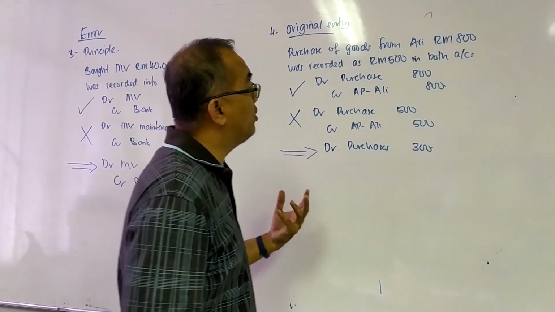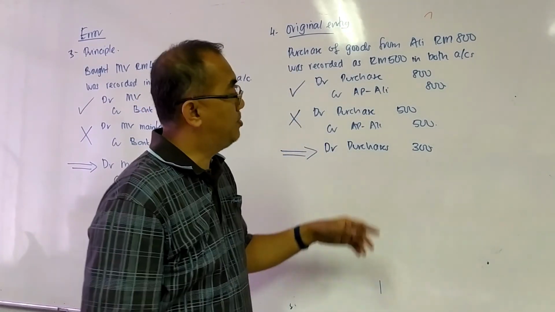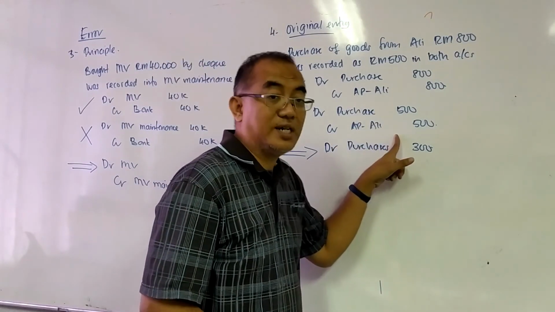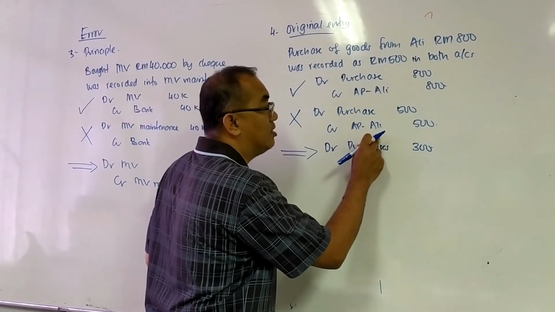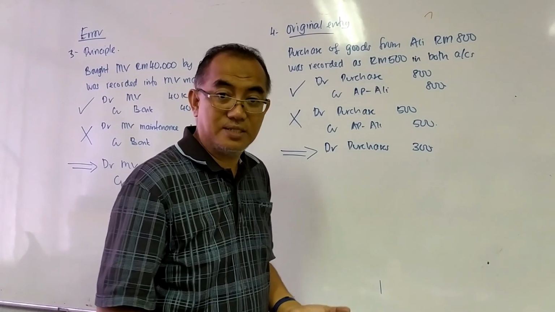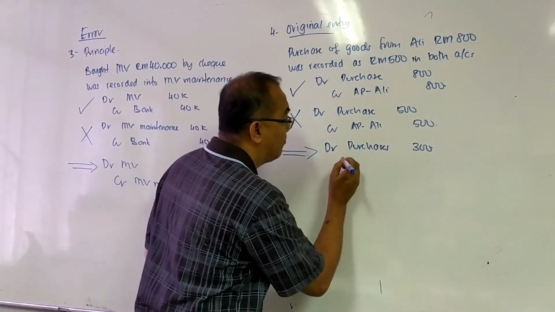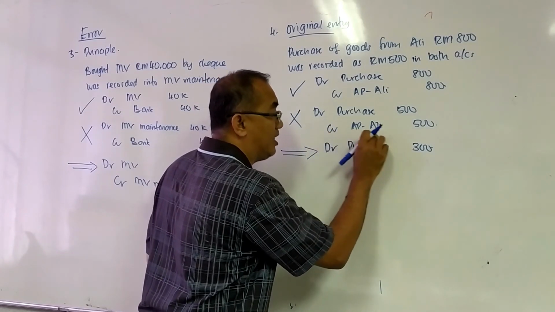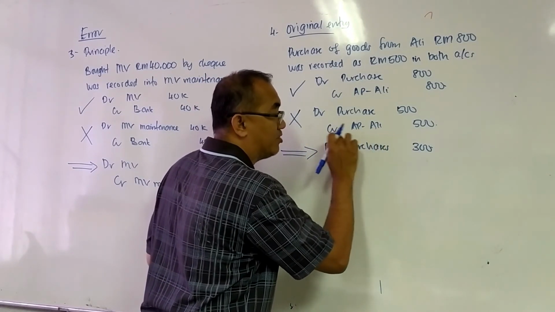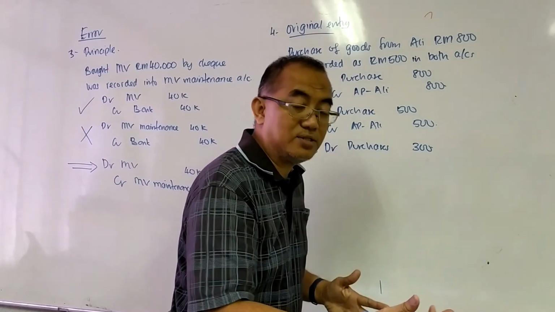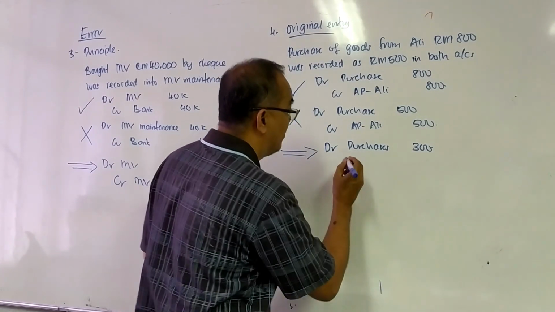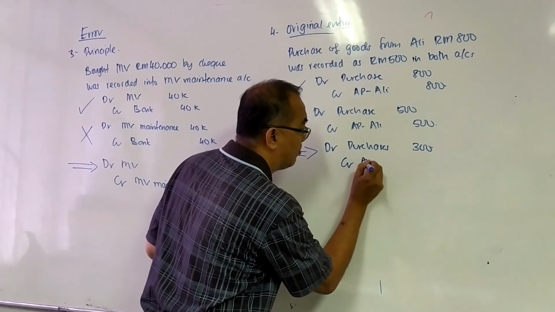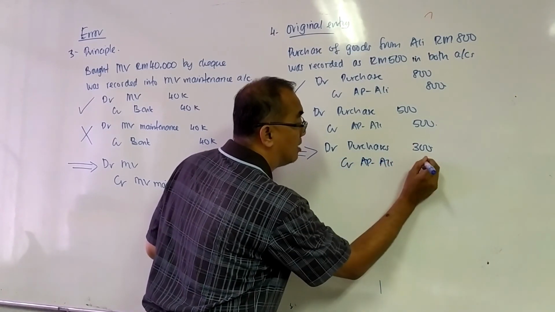What if you want to reduce your purchase? Then you go to the credit side. For AP Ali, you also need to increase by 300. The nature of a liability is credit, so when you add to your liability, you have to go to the credit side as well. So credit AP Ali 300.